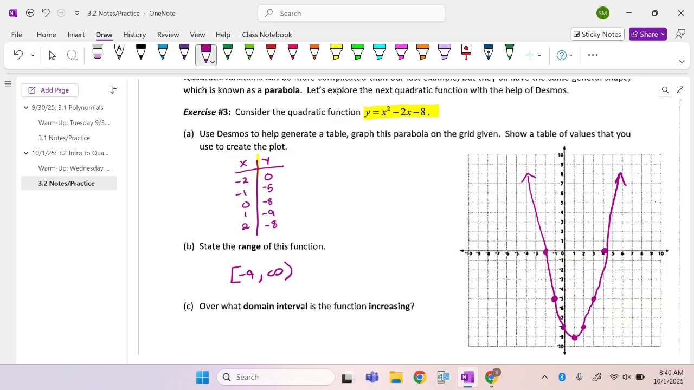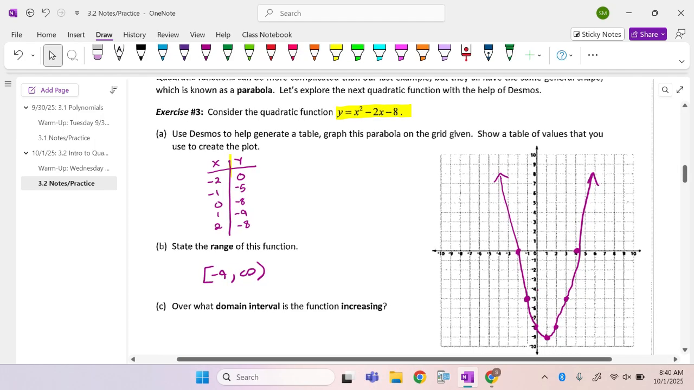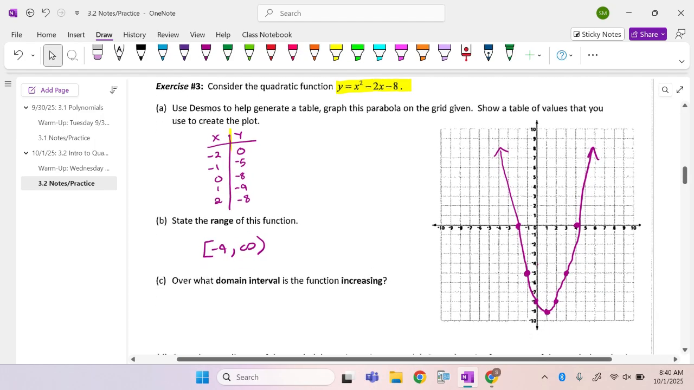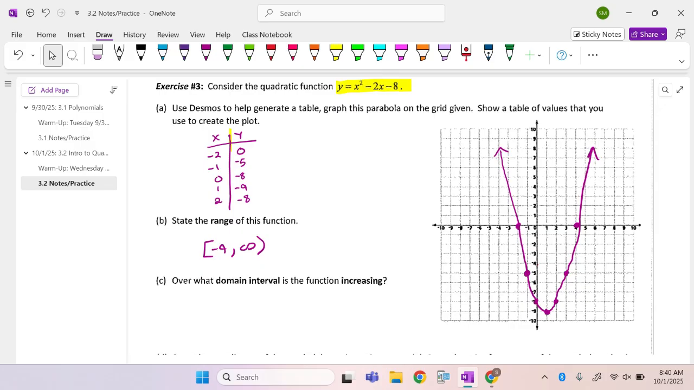All right. So check your work. So I just copied the table straight from Desmos. I graphed it. And then for the range, you should have gotten -9 to infinity. So -9 is your lowest y value. It has a bracket. And then it goes on forever upward. Any questions on those two?